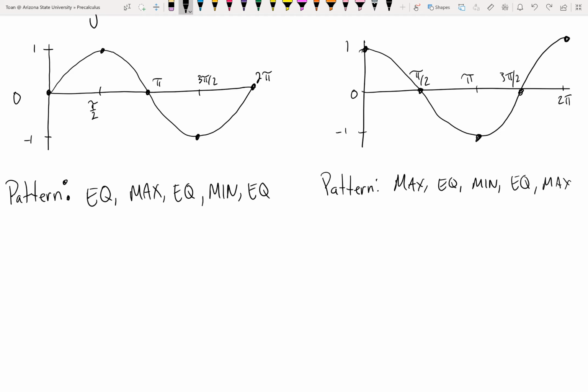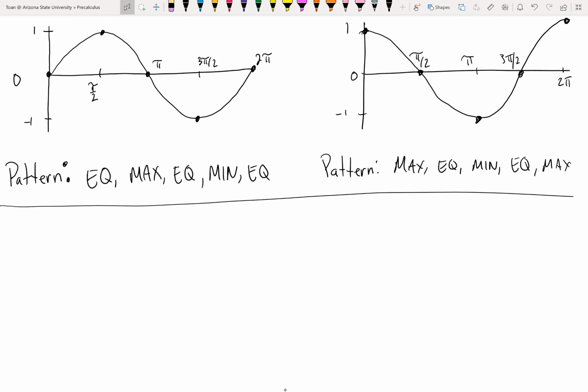So if we know what the period is, we can easily chop up the period to figure out what these x values are. I think this will be a lot easier to understand if we just go ahead and do a handful of examples. So let's just jump right out of the gate.